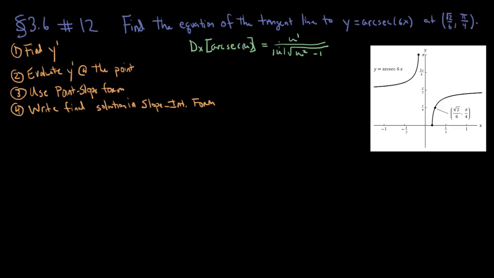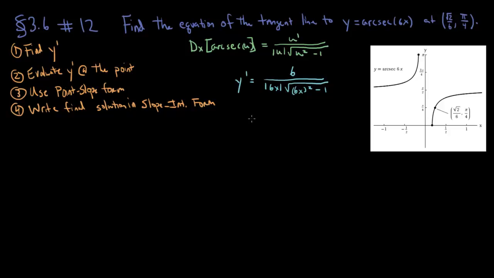Let's use our new inverse derivative rule here, and we can say that y prime in this specific case equals, okay, we have a big fraction here, it's u prime, so the derivative of 6x. The derivative of 6x is just 6. But then we divide by the absolute value of 6x times the square root of 6x squared minus 1. Okay? And that is the derivative.